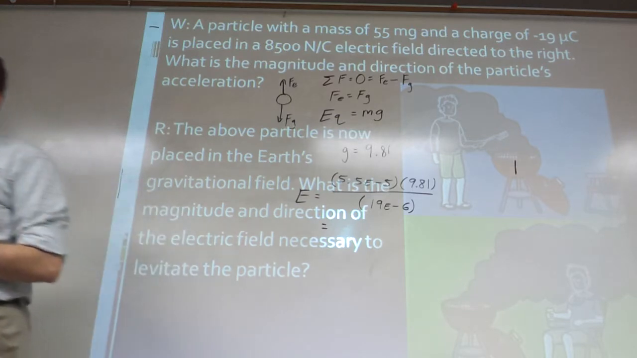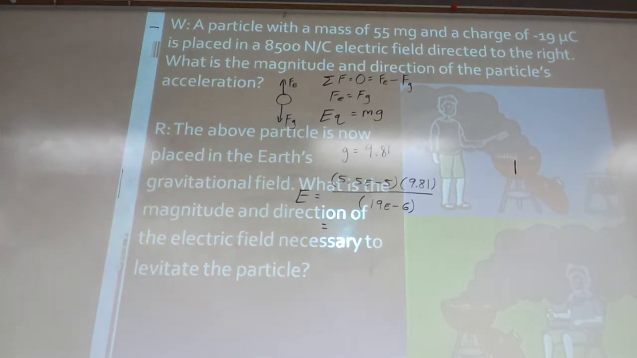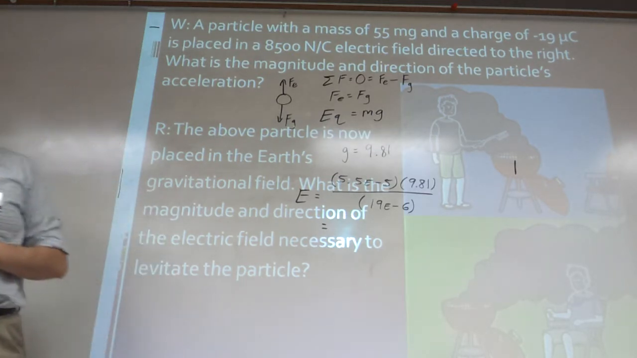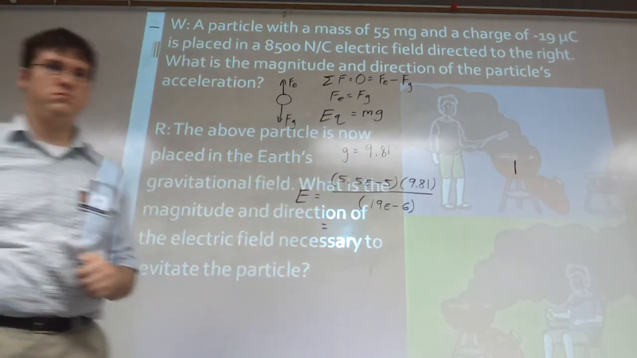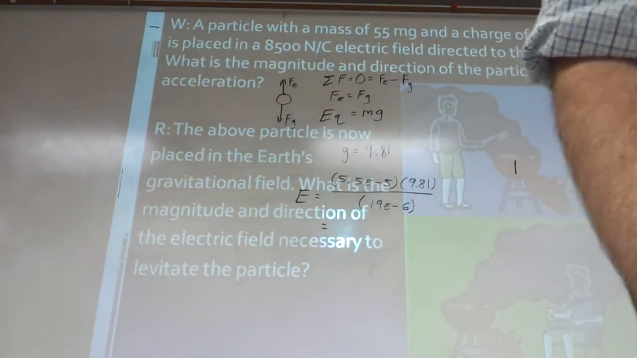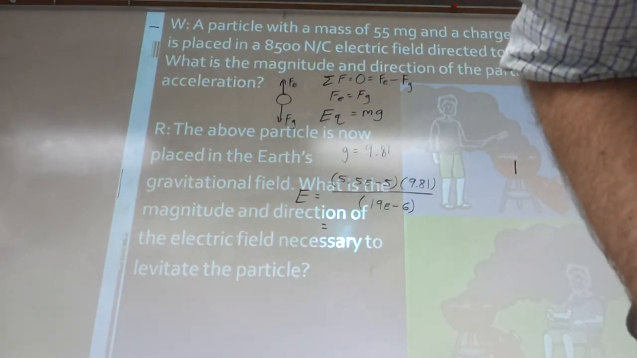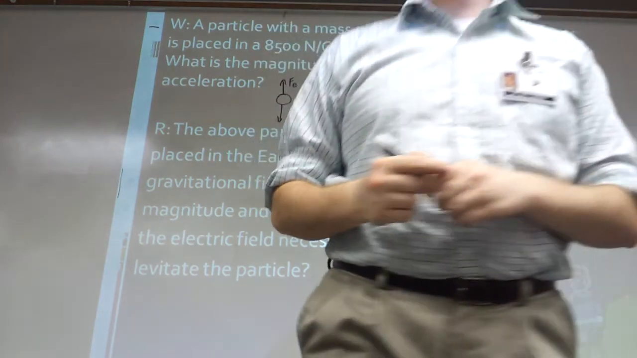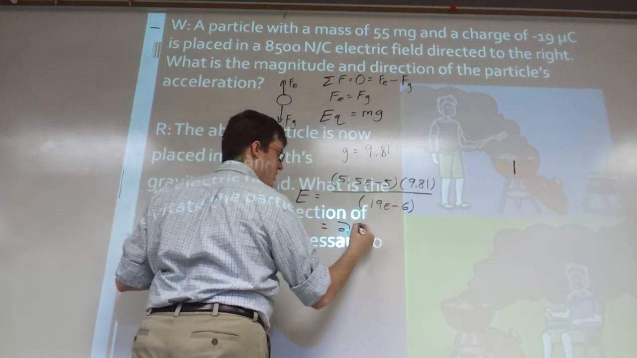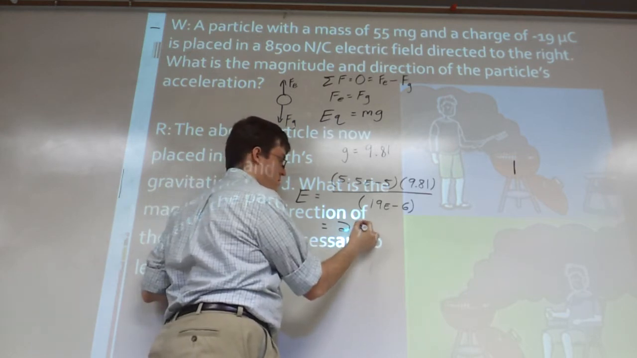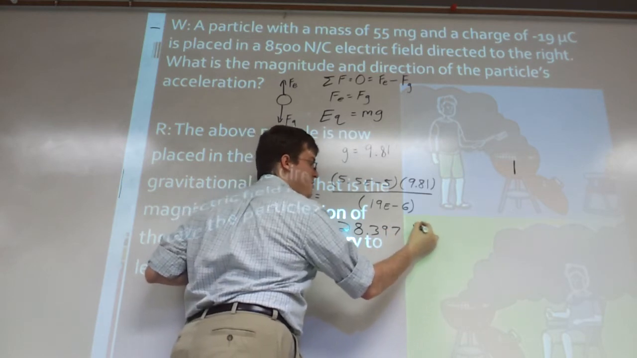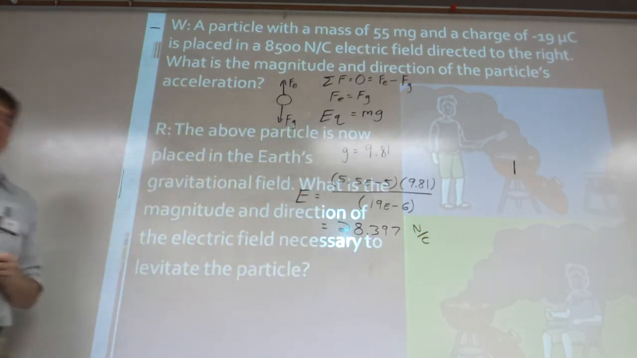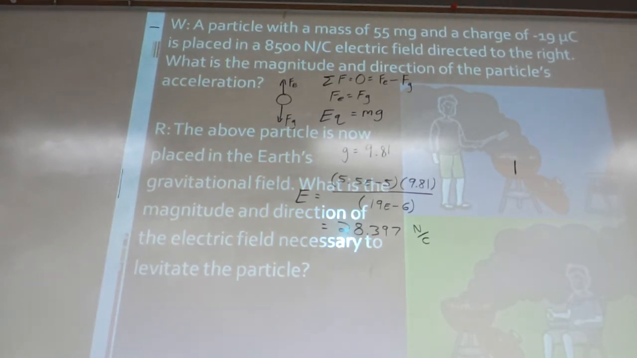So let me know what you get for your electric field. How's the camera looking? Good. 28.397. The units are newtons per coulomb. 28.397 newtons per coulomb. Okay?